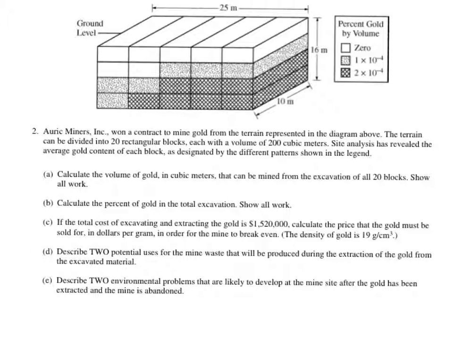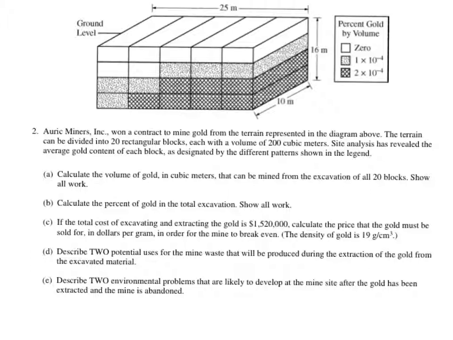So let me show you how that would work out. We need to look at our previous problem here. So now we're going to calculate the percent of gold. Again, looking at this problem, it says calculate the percent of gold in the total excavation. Show your work. And this one's actually a little bit easier than the first one. So what we have to do here is just look at the percentages that were given and then add those together.